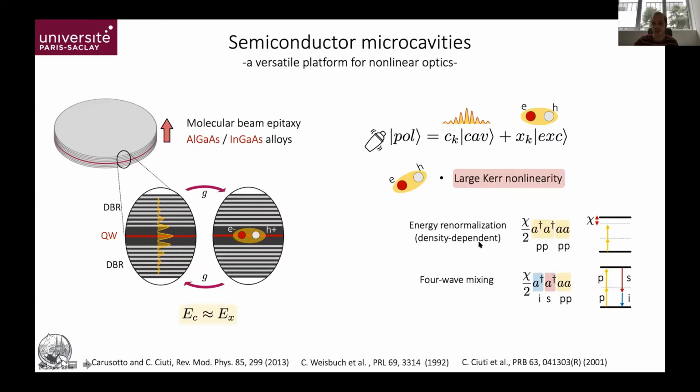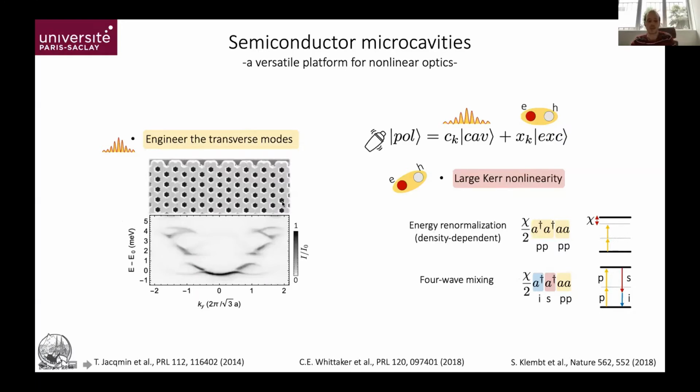So this term is responsible for two main effects. The first one is a density-dependent energy renormalization of the modes. And the second one, instead, is a parametric interaction, which means that we can destroy two excitations from one mode and convert them into excitations in two other modes, often called signal and idler, provided some energy conservation and phase matching conditions are met.